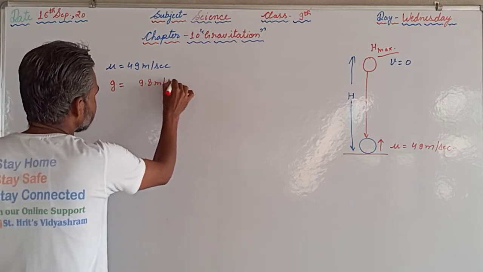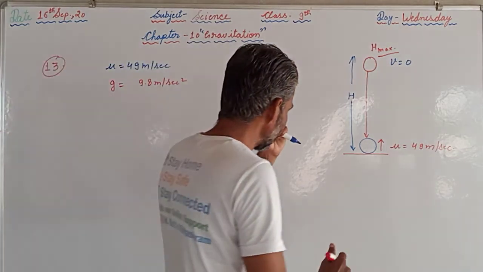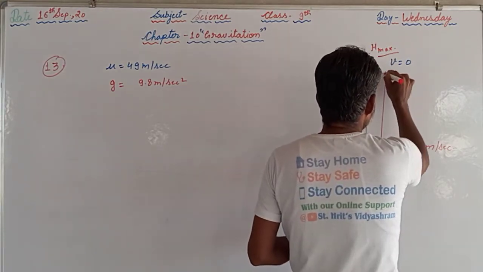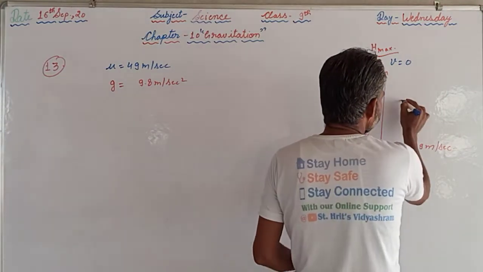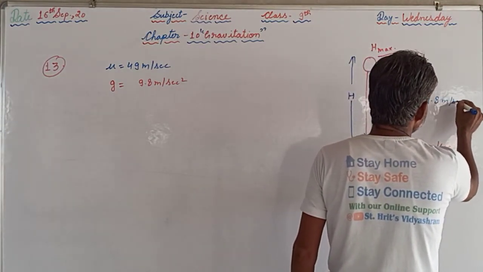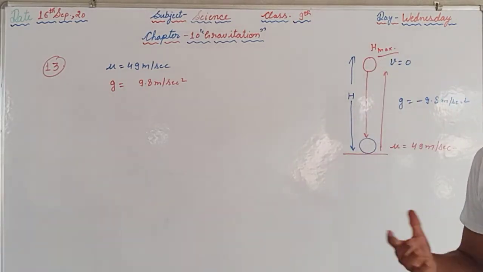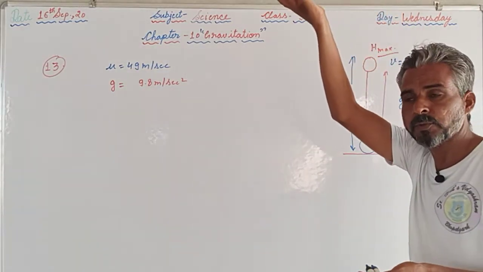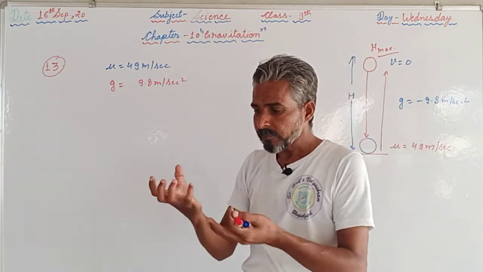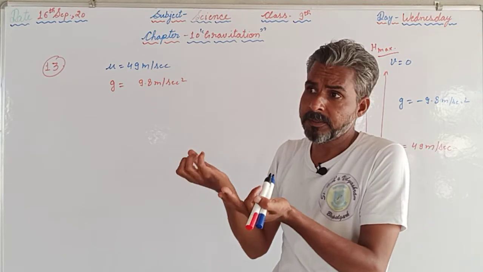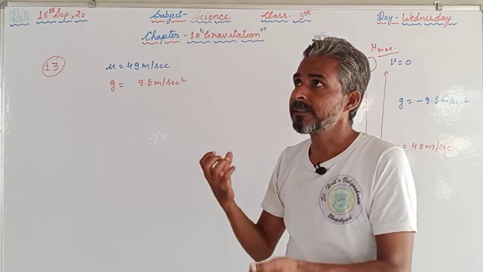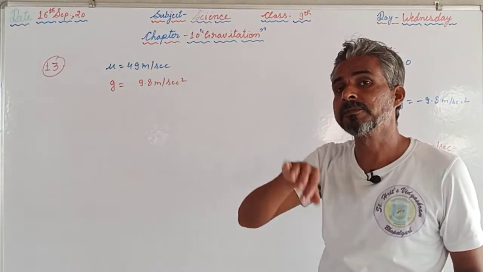meters per second square. Now when the ball is moving in the upward direction, the value of g will be negative. Why negative? Because the ball is moving in the upward direction and the acceleration due to gravity is acting in the downward direction. The earth is attracting the ball downward, and the direction of the ball is upward. So when something is thrown upward, the acceleration will be negative.